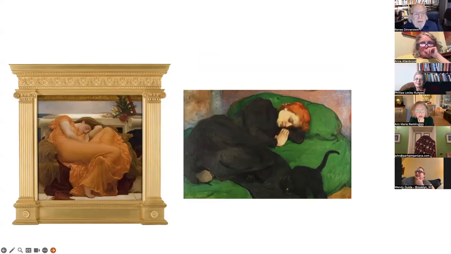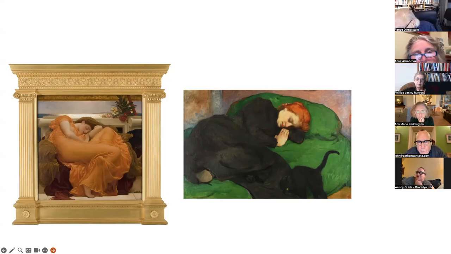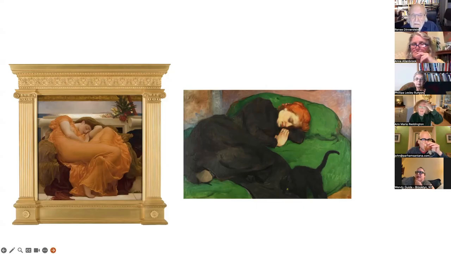So on the left is Frederick Leighton's Flaming June from 1895, and it is 47 3/8 inches by 47 3/8 inches. It's a square. And the other painting is by, I had to look up how to pronounce this, Władysław Slavinsky, Sleeping Woman with a Cat, 1896, and it's 26 inches by 39.4 inches. Is that the Russian artist Kandinsky? No, Slavinsky. I think he's Polish. Thank you.